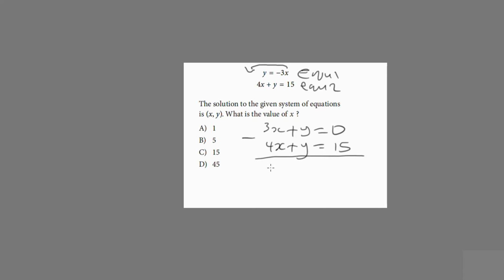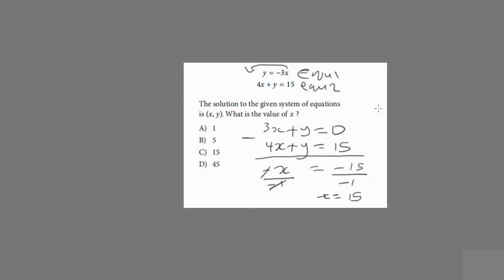3x minus 4x, we're going to have minus x. y minus y is 0, so equals 0 minus 15, which is minus 15. Divide both sides by the coefficient of minus x, which is negative 1. Follow me guys. So our x equals what? 15. Okay, now we have the value of x.